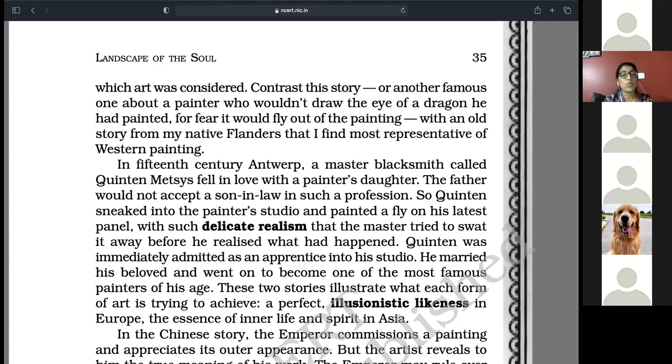Realized what had happened. So you have to use assonance. Assonance. Quentin was immediately admitted as an apprentice into his office, in his studio.